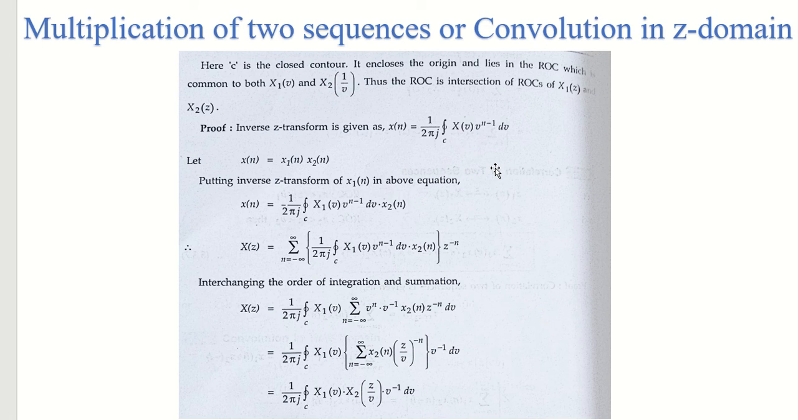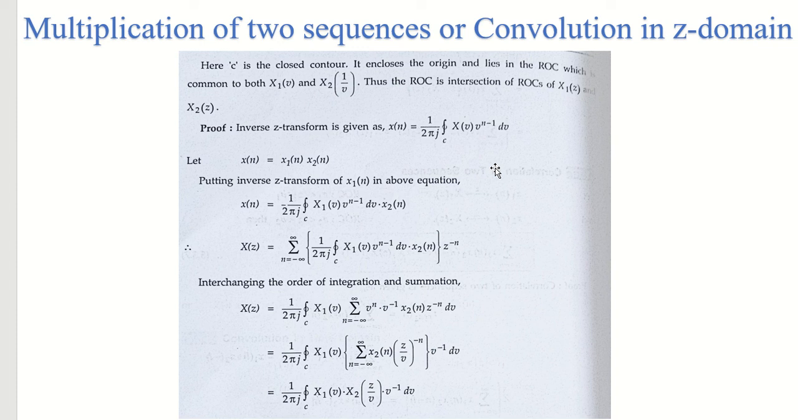So here C is the closed contour or closed integral, and it includes the origin and lies in the ROC which is common to both X1 of v and X2 of 1 divided by v. And because of that, the ROC is the intersection of ROC of X1 of z and X2 of z. So that was the statement. Now see how we can prove it.